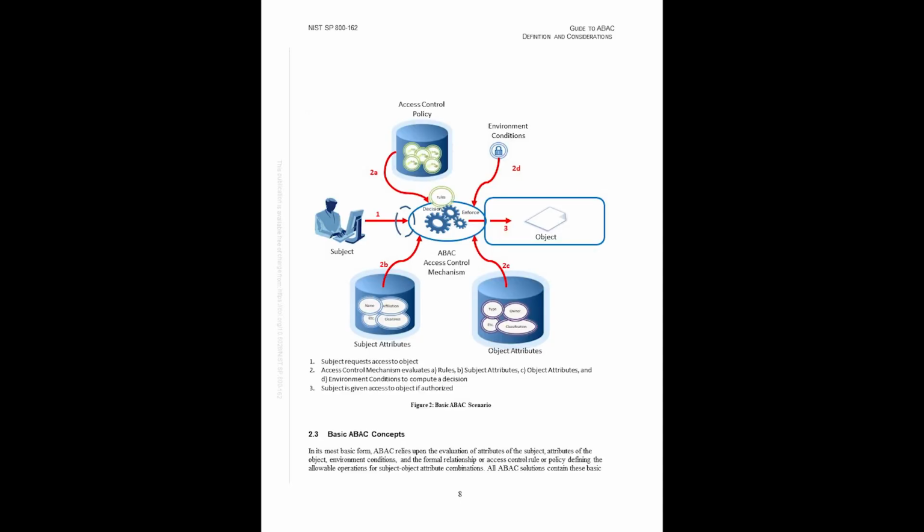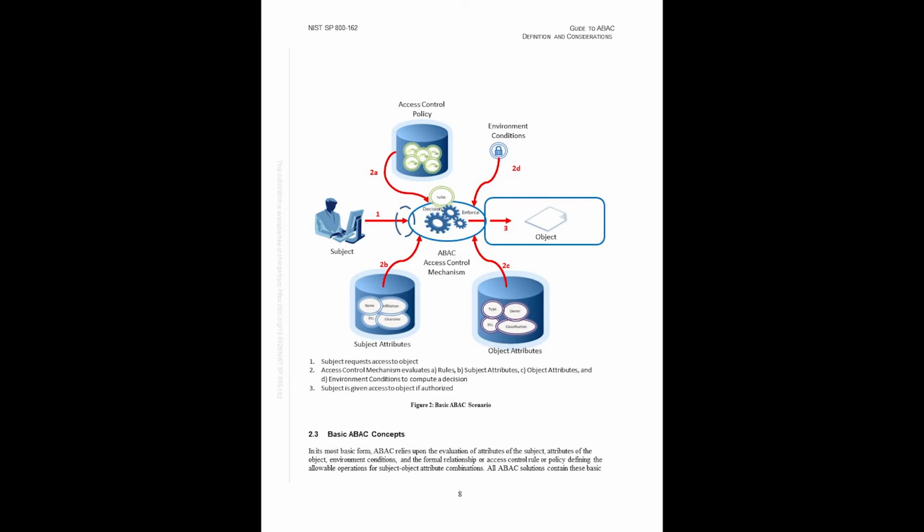The high-level ABAC definition is depicted in Figure 2, where the ABAC ACM receives the subject's access request, then examines the subject's and object's attributes against a specific policy. The ACM then determines what operations the subject may perform upon the object. Basic ABAC scenario explained. 1. Subject requests access to object. 2. Access control mechanism evaluates A. Rules, B. Subject attributes, C. Object attributes, and D. Environment conditions to compute a decision. 3. Subject is given access to object if authorized.